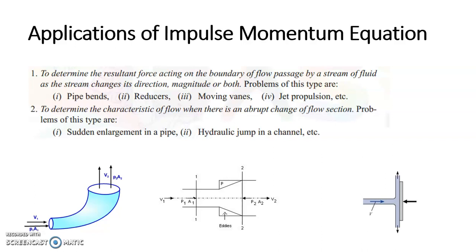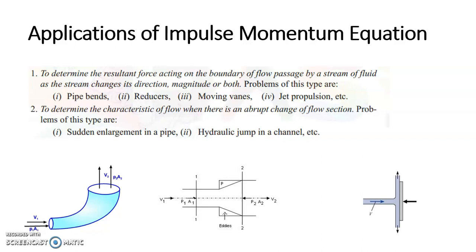It is also used in case of reducers, that is, a contracting section, or in case of moving vanes and jet propulsion. A vane is a kind of circular or curved plate, and a curved plate is always called a vane. If a movement is given to a vane, we call it a moving vane. In the whole concept of plates and vanes subjected to the force of a jet, we use this concept. The fourth one is something called jet propulsion.